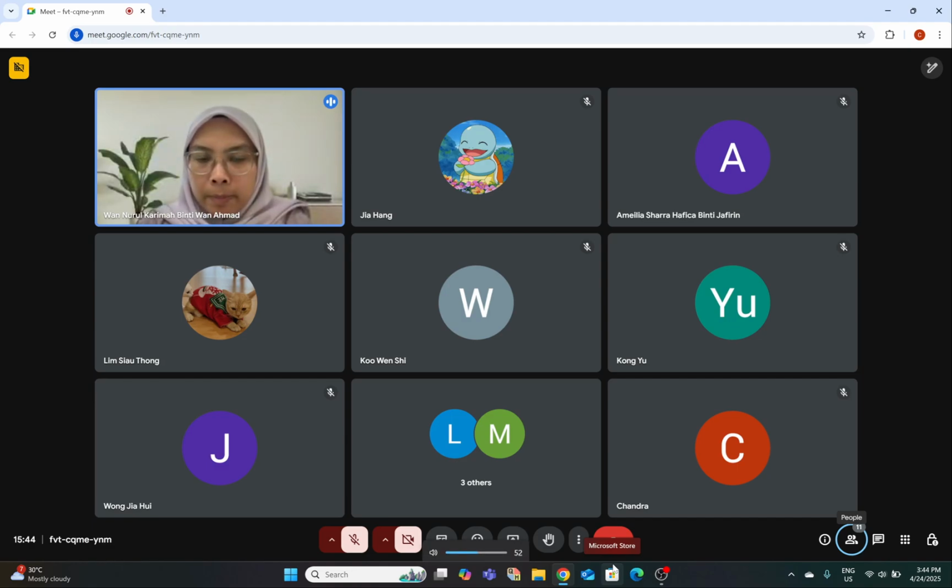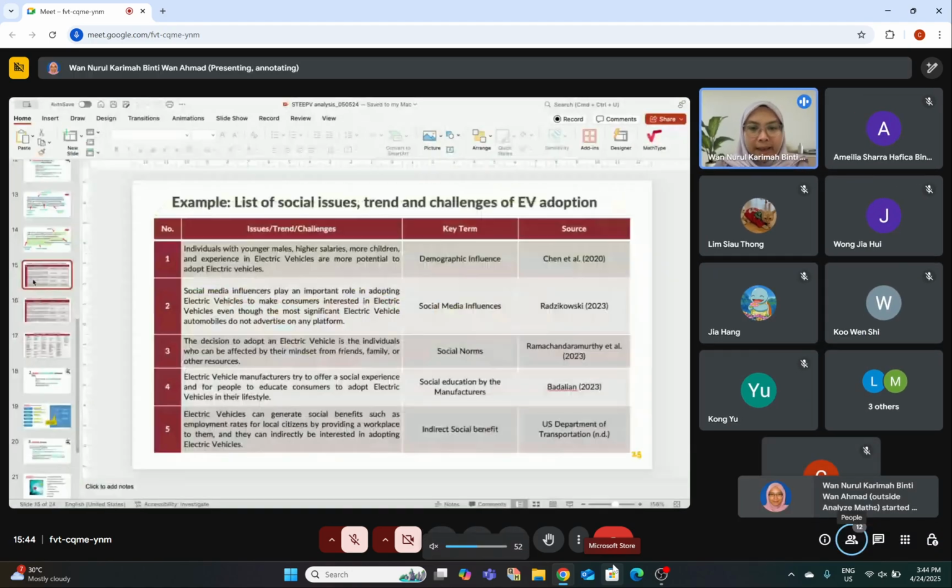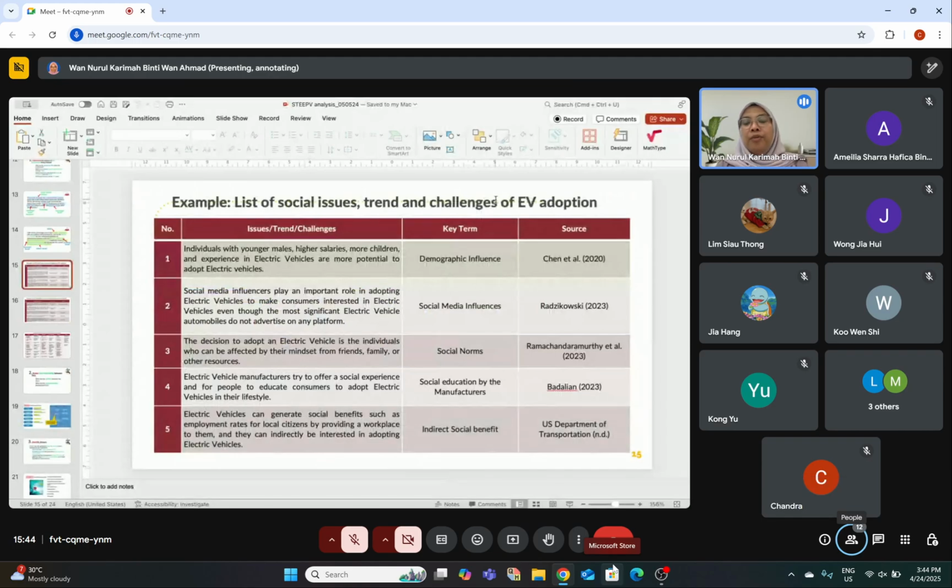Go balik ke slide tadi. The first table that you must have is the list of issues, trends and challenges for specific STEEPV factor, and in this case is social factor. So kena ada statements, all the statements. Individuals with younger males, higher study, small children experience electric vehicles have more potential to adopt electric vehicles. So the key term here that could summarize the statement is demographic influence. So siapa yang cakap? Chen.